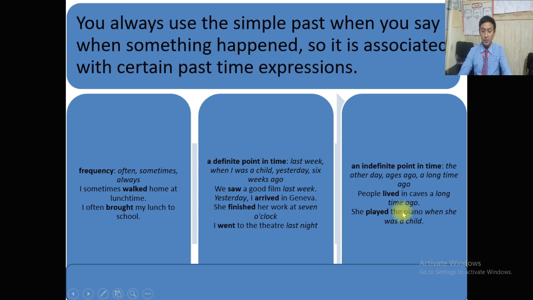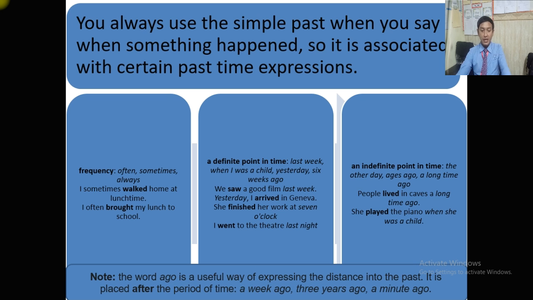So now come to the next point that I want to show you. Remember, or you can note, that the word "ago" is a useful expression for distance into the past. It is placed after the period of time. For example, a week ago, 3 years ago, a minute ago. We use the word "ago" after the period of time.